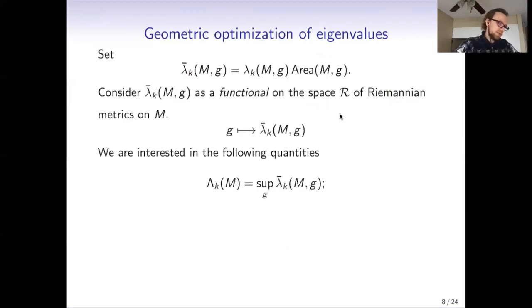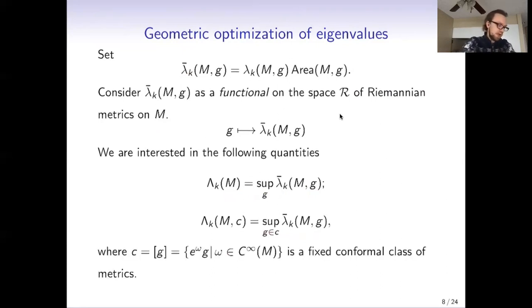And the interesting problem is in the supremum. So I will denote by big lambda k of M the supremum over all metrics of this normalized eigenvalue. And there's going to be a second quantity which is just as important, the supremum in the conformal class. A conformal class is this: I fix some background metric g, and I look at all metrics which are a positive function times that metric. Those deformations don't change the angles, but they change the lengths of vectors. That's why they're called conformal. Conformal usually refers to something which preserves the angles.